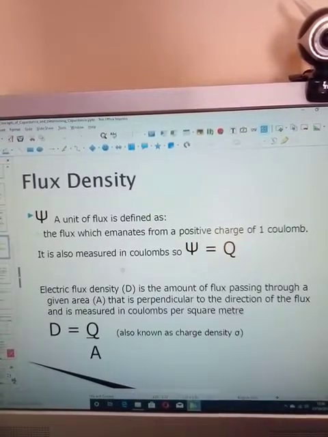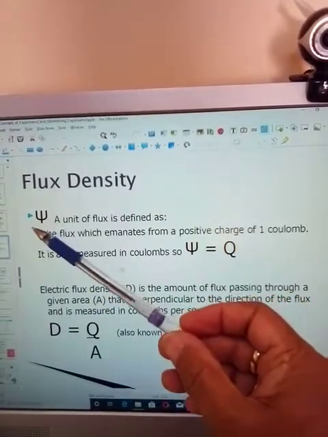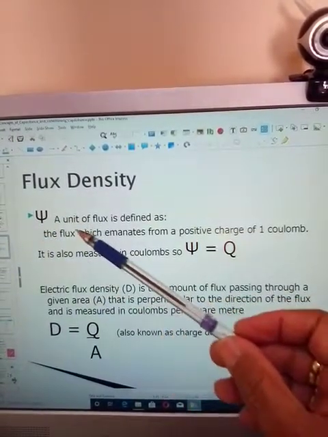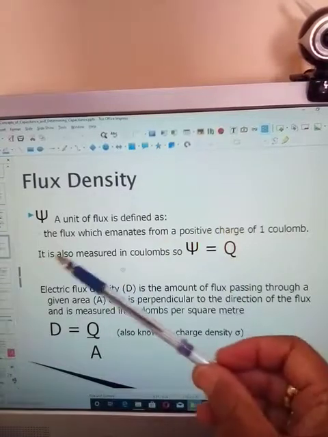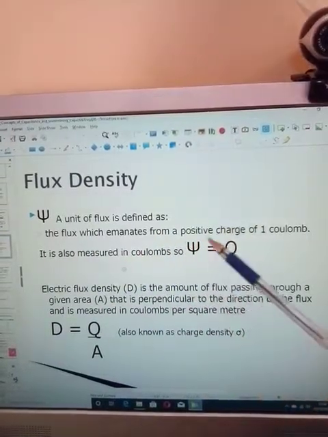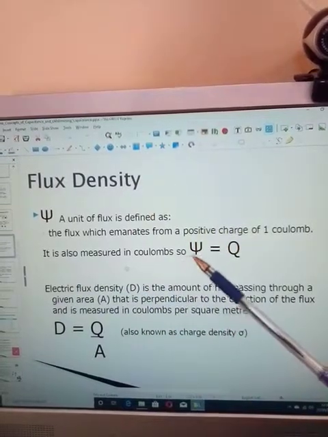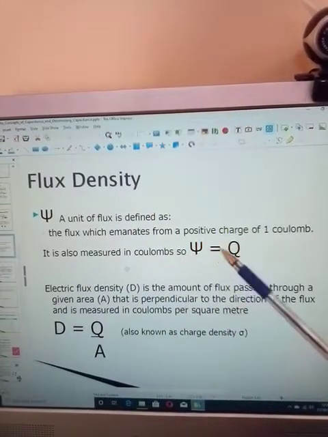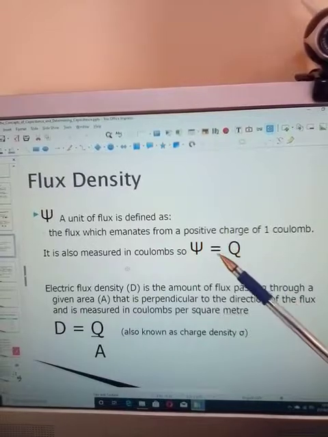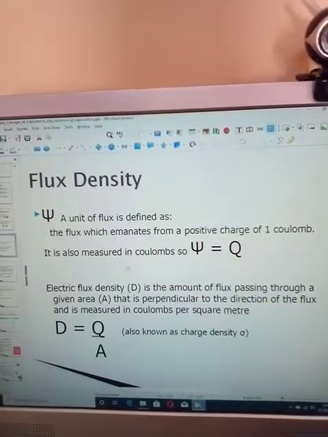Now, flux density. That's the symbol for flux density. A unit of flux is defined as the flux which emanates from a positive charge of 1 coulomb. It is also measured in coulombs. So this symbol is equal to this symbol. That gives you the flux density.